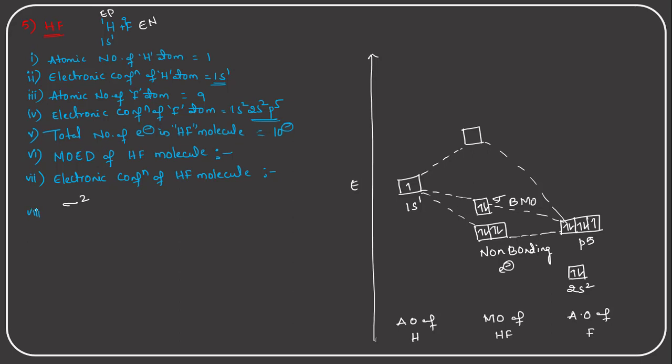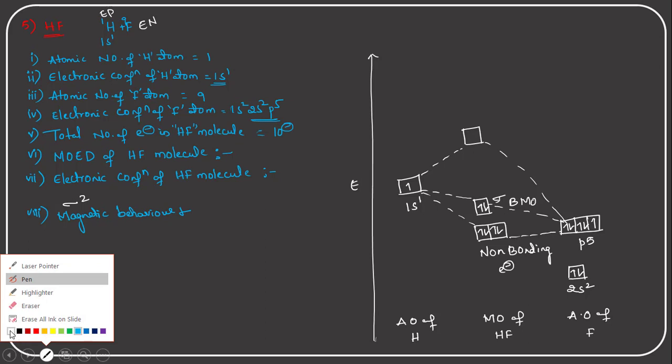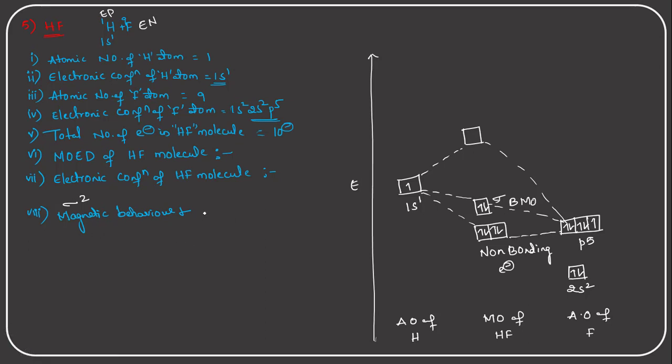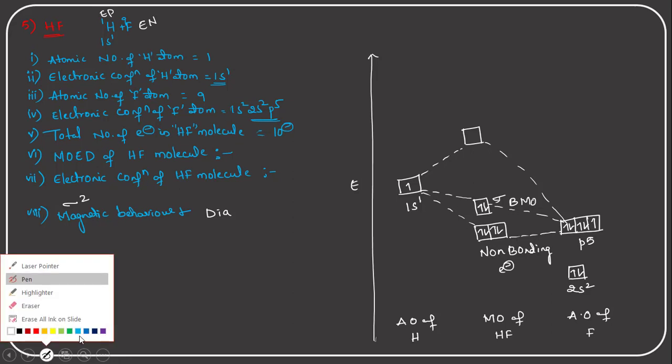So, what will be the eighth point? The magnetic behavior or magnetic property of the HF molecule. So, what is the magnetic property of the HF molecule? The magnetic behavior will be diamagnetic. Why? Because all the electrons in the molecular orbitals are paired. So this is a diamagnetic molecule, a diamagnetic substance. So when it is kept under an external magnetic field, it will be repelled by the external magnetic field.